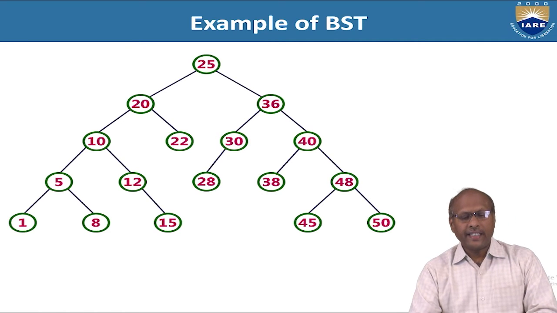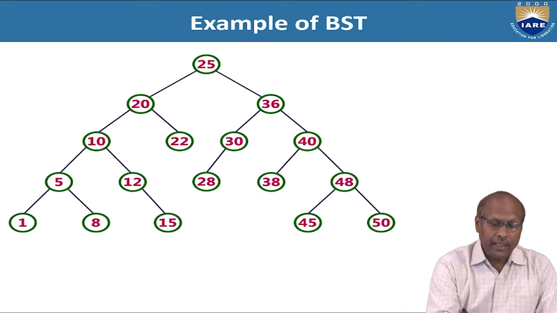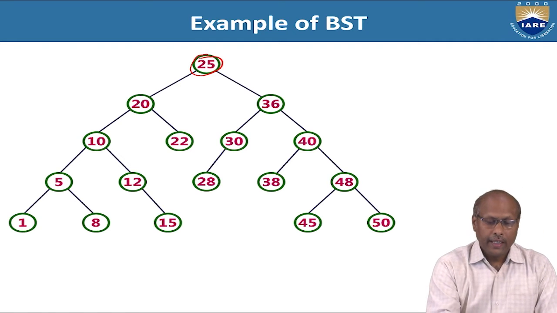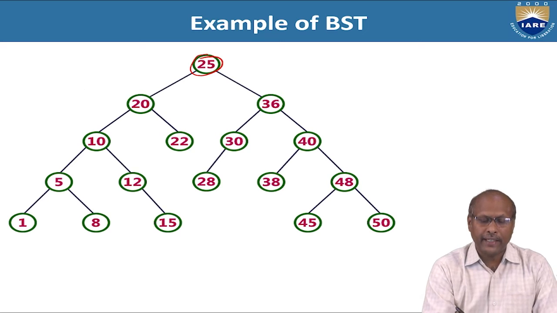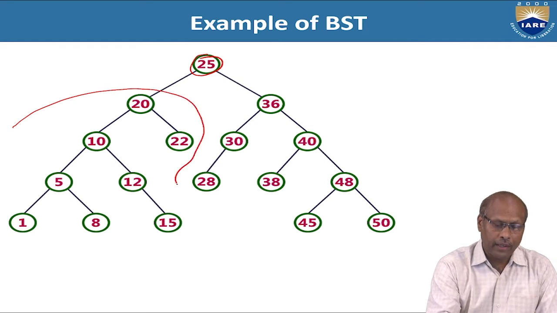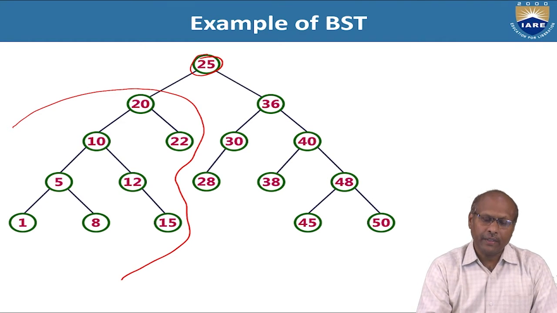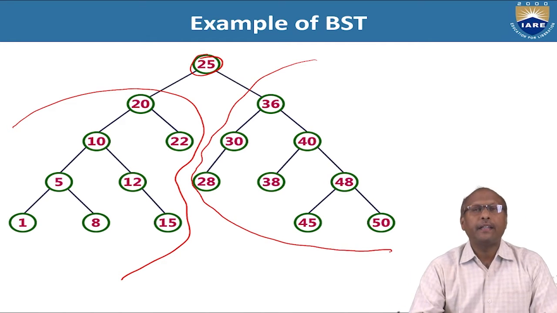Now, if you consider this tree, they may ask whether it is a binary search tree or not. If you observe here, 25 is my parent. This is a collection of a left subtree and a right subtree. The complete left subtree of 25, they are all less than 25. Similarly, the complete right subtree of 25, they are all greater than 25.